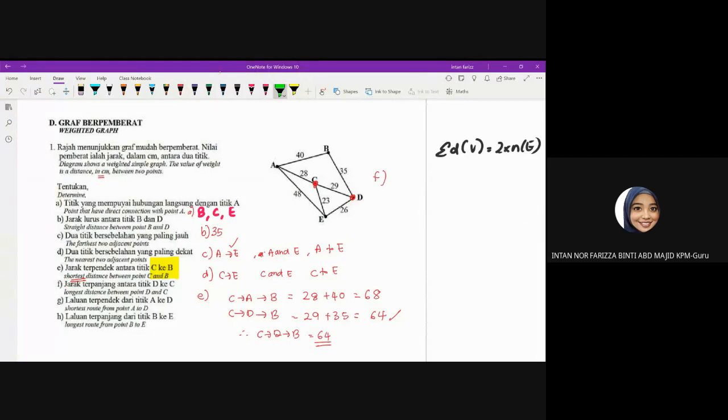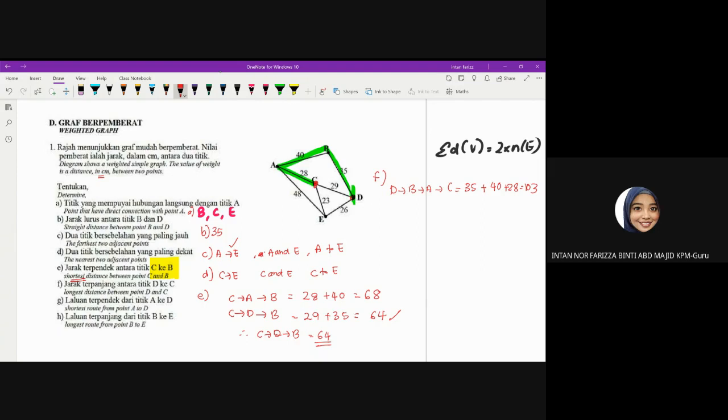Let's look together. From D to C, we can go D to B, B to A to C. Can you see that? That is the first route that we can take. If I'm going to write it here, it will be D, B, A, C. DB is 35 plus 40, next is 28. You calculate, you get 103. But we're not sure whether this is the longest or not.